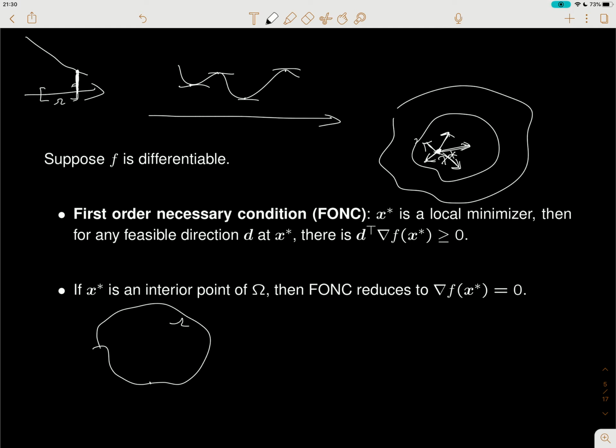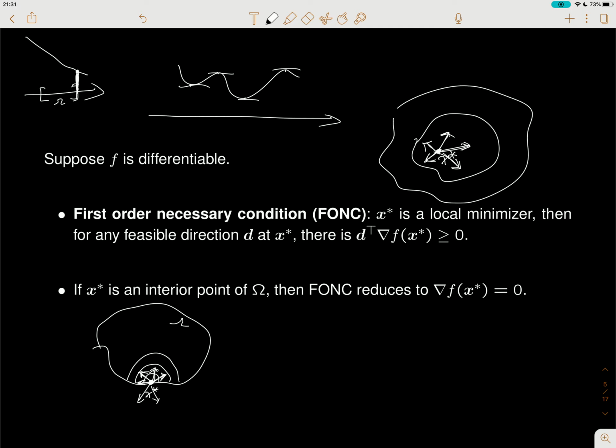So this is the omega, and you actually have this point x star as a local minimizer. All the other points have a larger function value. In this case, you don't really care what happens when the direction is not feasible. You only care what happens when the direction is feasible. So if x star is a local minimizer, then you go along any feasible direction, your function value should not decrease, and that means the directional derivative will be greater than or equal to 0.